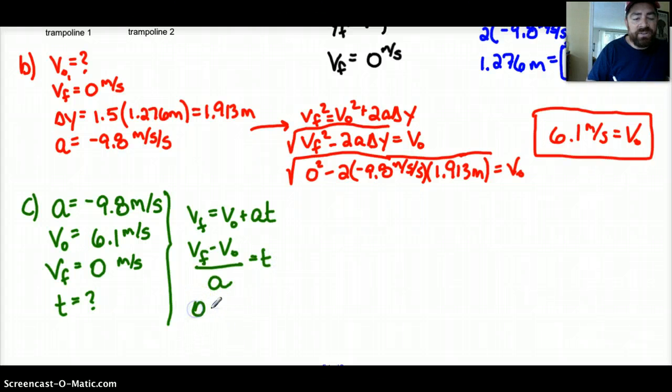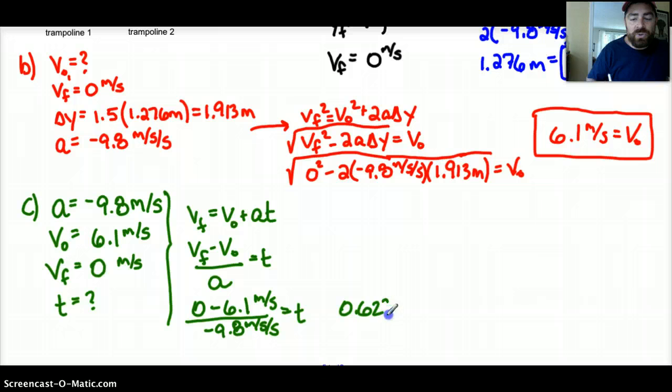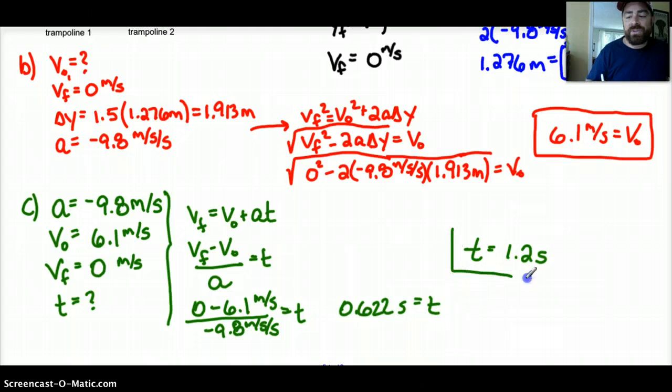My final velocity is 0, my initial is 6.1 meters per second, and I'm going to divide that by negative 9.8 meters per second per second. That's going to give me a time of 0.622 seconds, but that's only the time that it takes to get all the way up to max height. I would need to multiply that time by 2 to get our final answer, which is going to be about 1.2 seconds for child number 1 to get all the way back down.